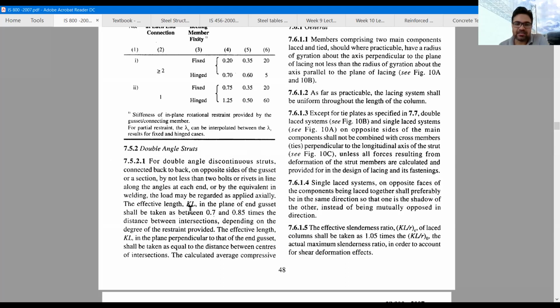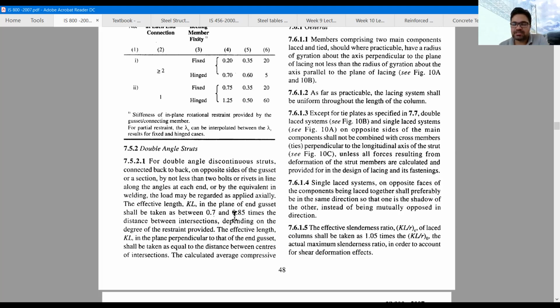The effective length in this case, which is K into L, K is the coefficient of the effective length. In this case, KL in the plane of end gusset shall be taken as between 0.7 and 0.85. So basically, the coefficient of effective length, which is K value, will be taken as between 0.7 to 0.85.